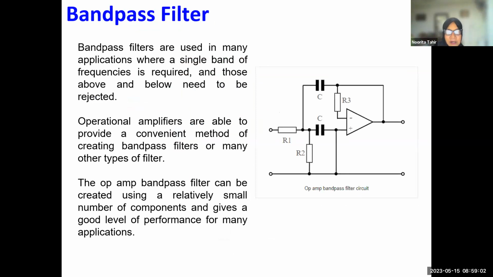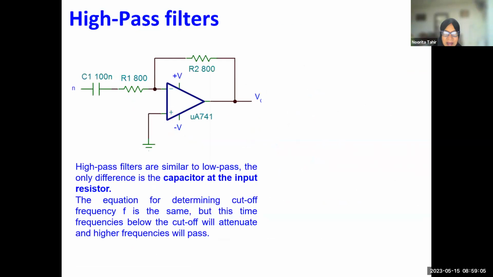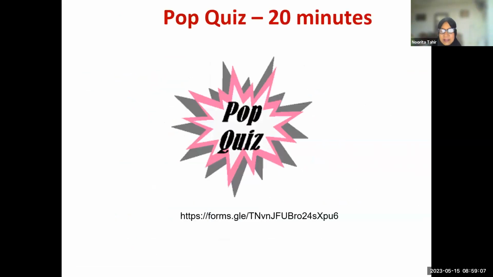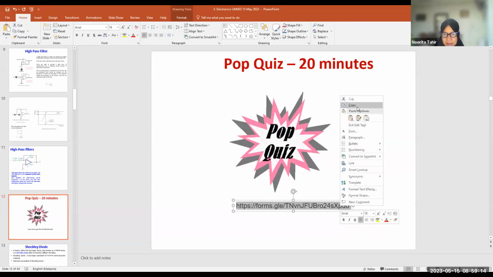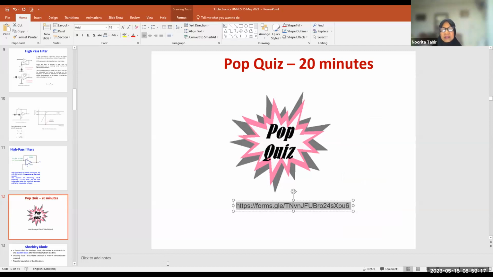So I have recapped, and now I'm going to give you 20 minutes to do your pop quiz. I will share the link with you for the quiz. You know why I insist that we go for a pop quiz, and it's multiple choice. It's not subjective. If you manage to answer this, it means you have understood the basic concept of filters and the 3 types of filters.